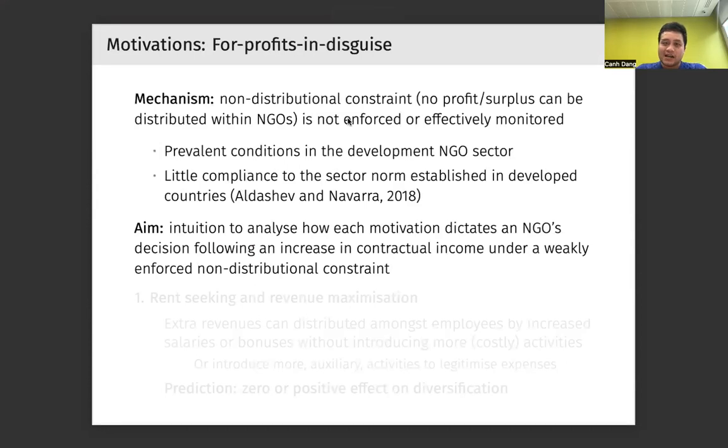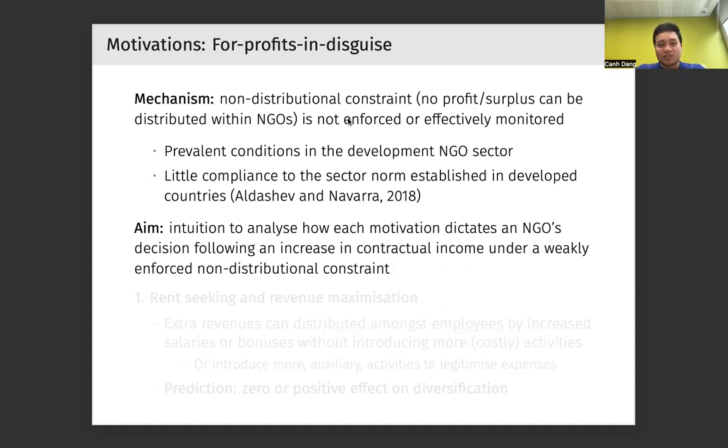So the first point I want to make is the whole mechanism through which the NGOs would decide their decision. The mechanism is simply through the non-distribution constraint. What does it mean? It means that no profit or surplus from an NGO's activities could be distributed within the NGOs. So the NGO employees cannot distribute any profit or surplus from their income, from their donations, if they have any surplus. The problem with our developing countries is that this constraint is not effectively enforced or monitored by the donors or the public.